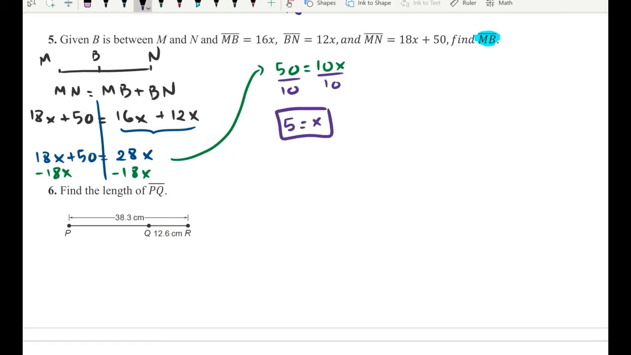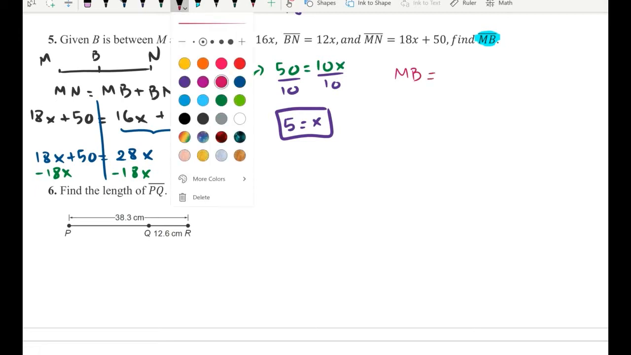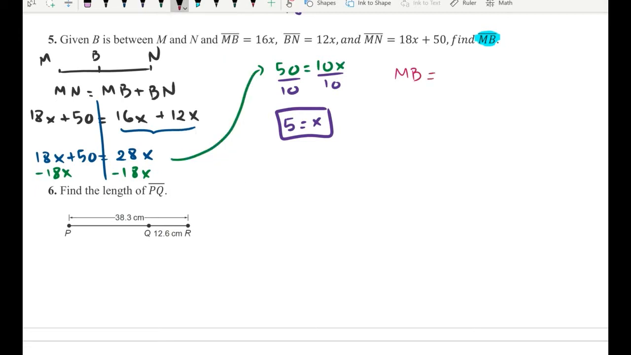As I said earlier, some of you are happy and stop right here and say that the answer is 5. So be careful. Look at the question. They ask you to find MB. MB is given as 16x. So we plug in x is 5. That will be 16 times 5.